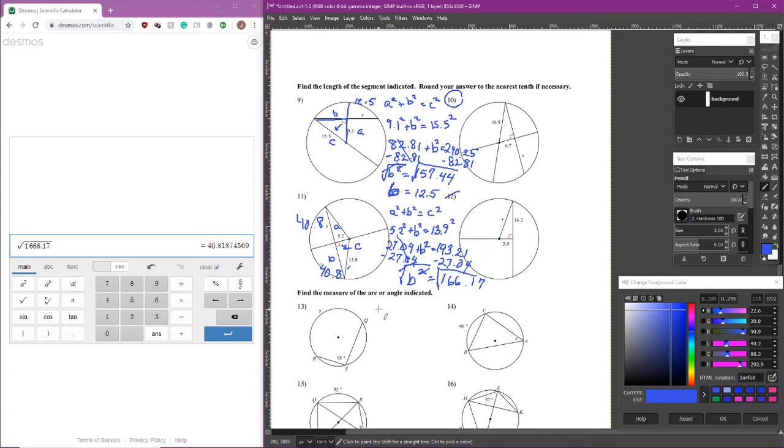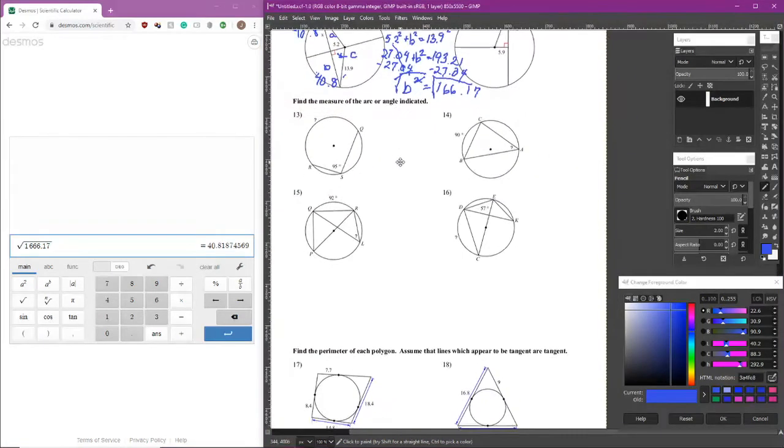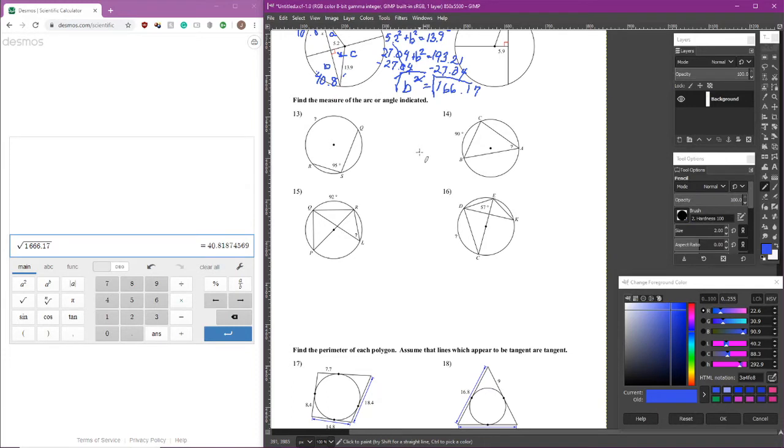Let's move down to the next skill. In this section, we're finding the measure of the arc or the angle, depending on what they ask for. In this case, they have a question mark over here by the arc, so they want this great big intercepted arc right here from R to Q.